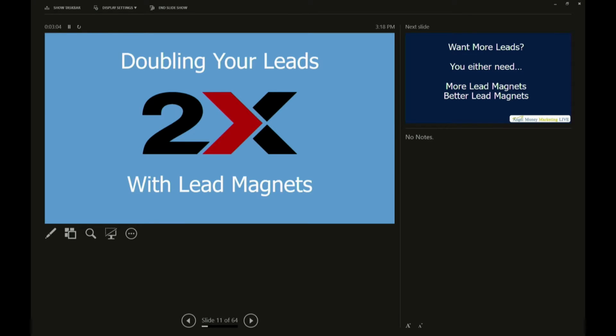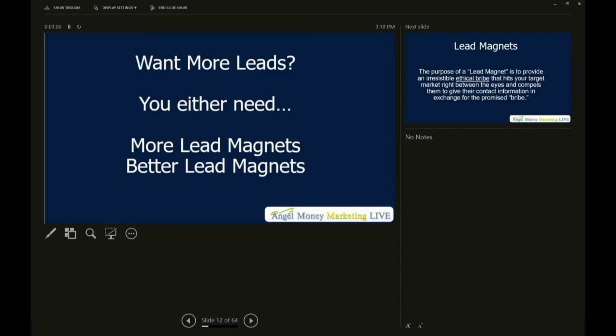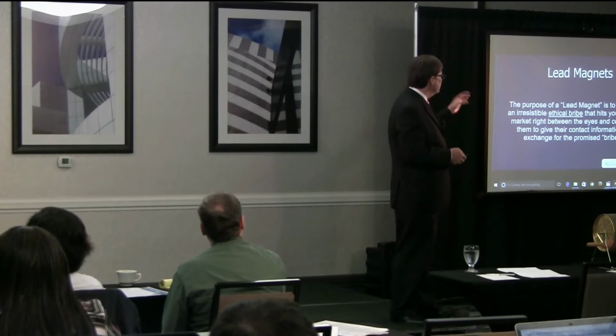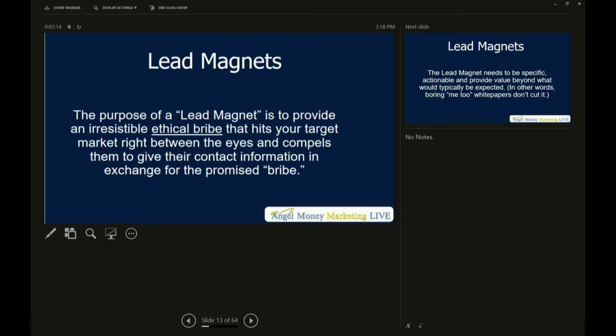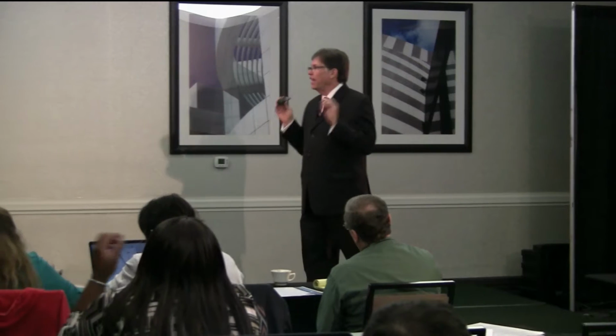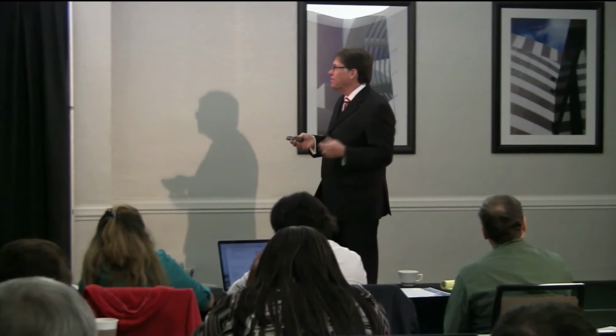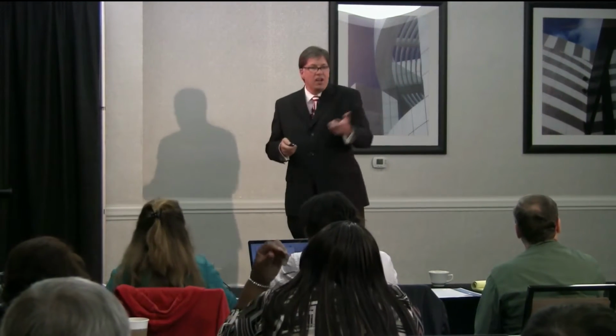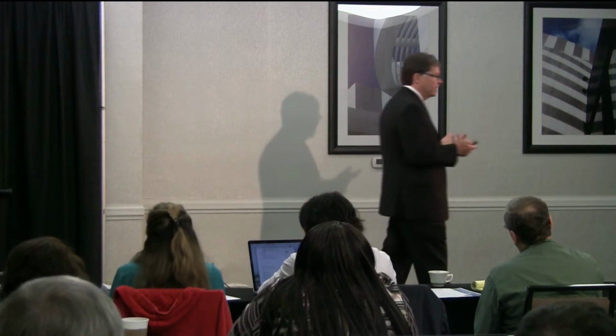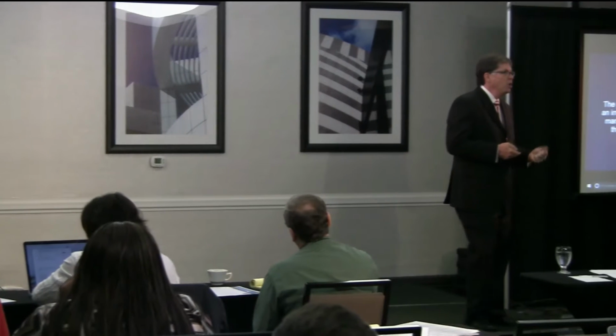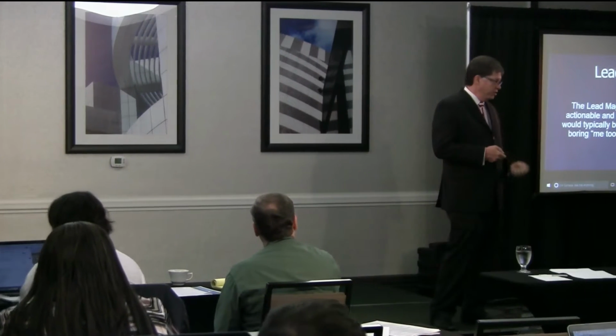So here's the thing. How do we double our leads? You want more leads? You either need better lead magnets or more lead magnets. Okay? So here's the purpose of a lead magnet: to provide an irresistible ethical bribe that hits your target market right between the eyes and compels them to give you their contact information so you can market to them, which I kind of said a few minutes ago, but it's a little better. An ethical bribe. I like that term, ethical bribe. What can I give you in exchange for the right to market to you?